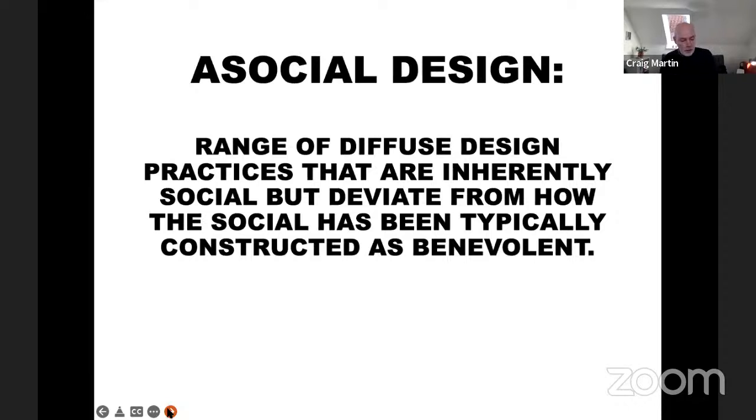So what I've done in the book, and hence the title of today's talk, is I've really focused on what in English we would call a heuristic device, so a device that allows us to think about something. And to that end, I've used a term in the book, asocial design. So what I mean by this is a diffuse range of design practices that are inherently social, i.e. they're engaged with social questions or social problems or social issues, but really they deviate from how the social, i.e. society, has been typically constructed as benevolent, i.e. that we should strive to make society better. So what I do in the book, alongside these more theoretical explorations, is I have a series of case studies.